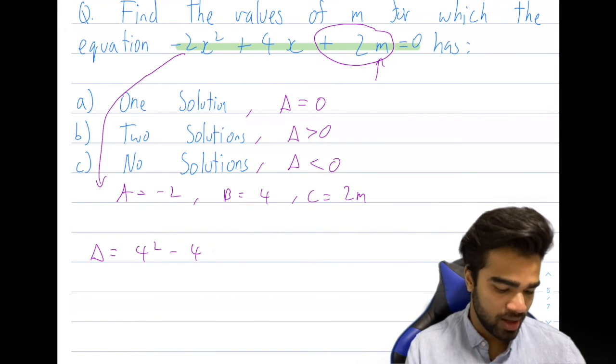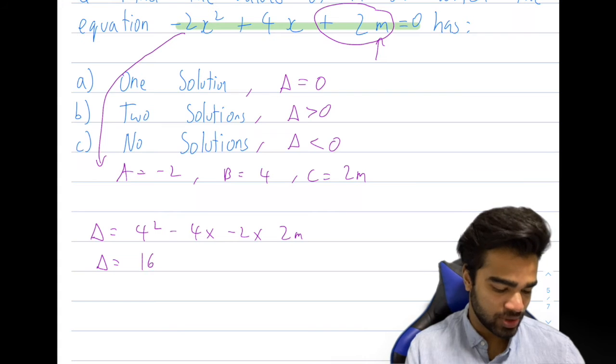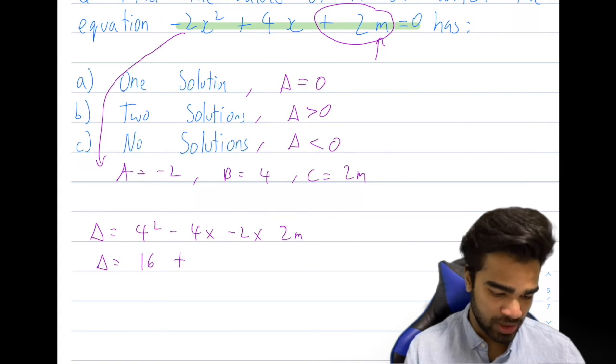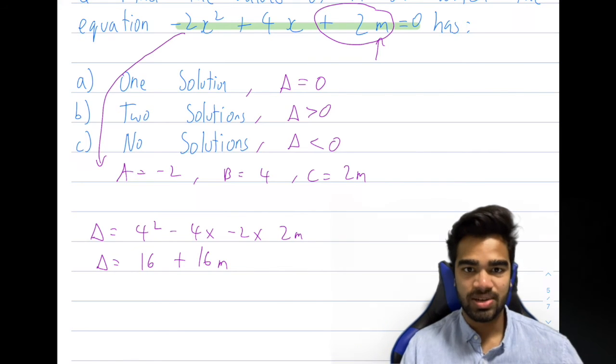b squared minus 4 times a times c, to find m. Okay, let's find it out. Simplify. 4 squared is 16. 4 times 2 is 8. 8 times 2 is 16m. So this is our discriminant.